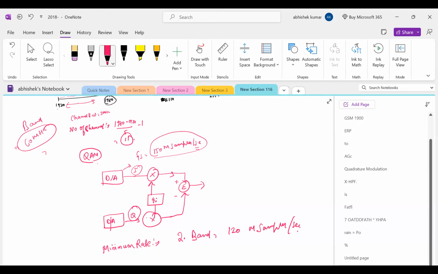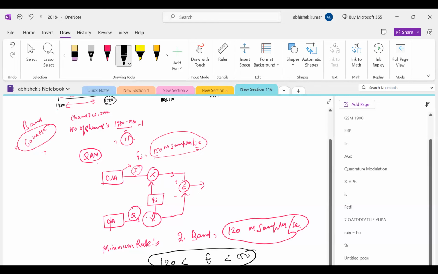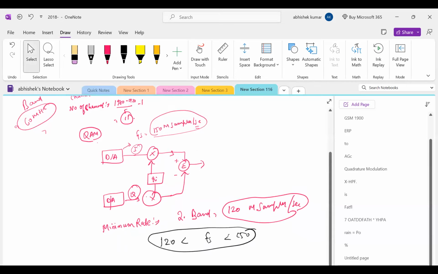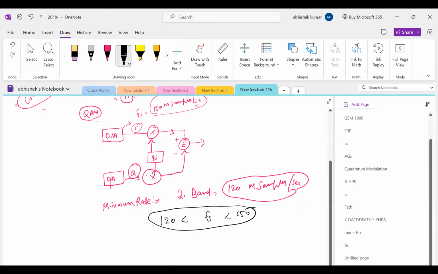Are you getting my point? So my sampling rate can be anything between 120 and 150. You can choose any sampling rate, for example 122, between 120 and 150. Now draw the block diagram showing your design. In particular, choose a sample rate, and also give the important properties of each filter that you use.